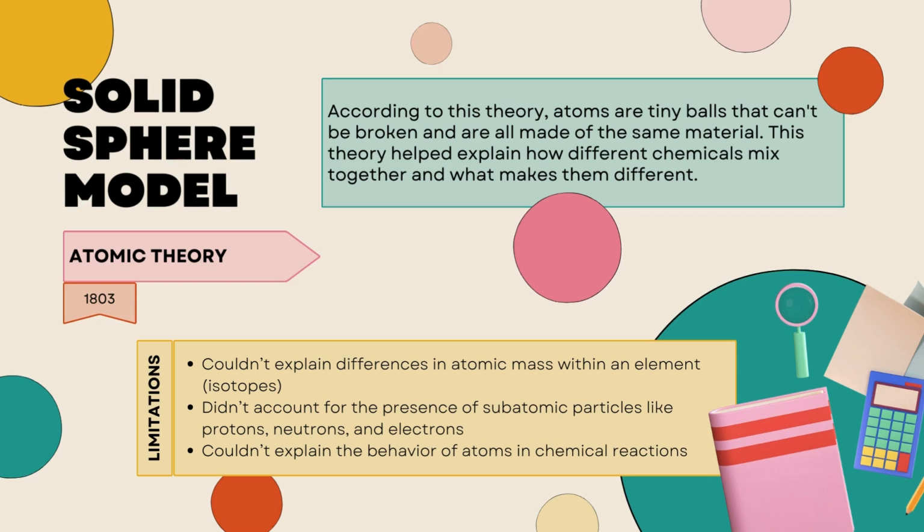Basically, what is atomic mass? Atomic mass is the number of protons, and isotopes are different from each other according to the differences in the number of protons. So in this way, his model doesn't explain the differences in atomic mass within an element, and in this way, his model doesn't explain the concept of isotopes. It doesn't account for the presence of subatomic particles like protons, neutrons, and electrons.